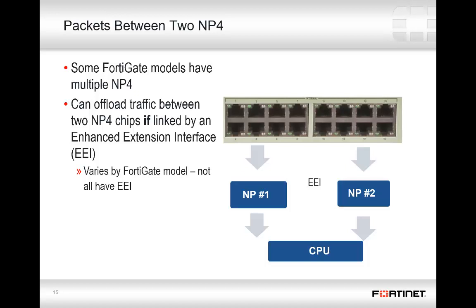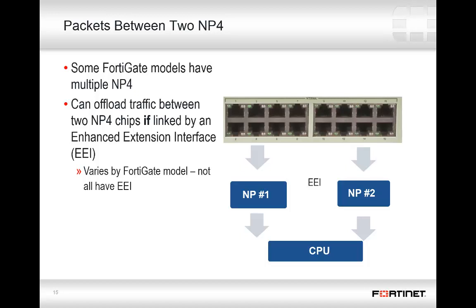How do NP requirements impact performance and flow? Let's see a couple of examples. On models with NP4, each physical network interface is bound to a chip. But some FortiGate models have more than one NP4, so traffic from different interfaces might be handled by different NP4s. For example, let's say that your FortiGate has 16 ports. The first 8 ports are hardwired to the first NP4, the other 8 ports are wired to the second NP4. Will traffic between 2 different NP4 chips be hardware accelerated?